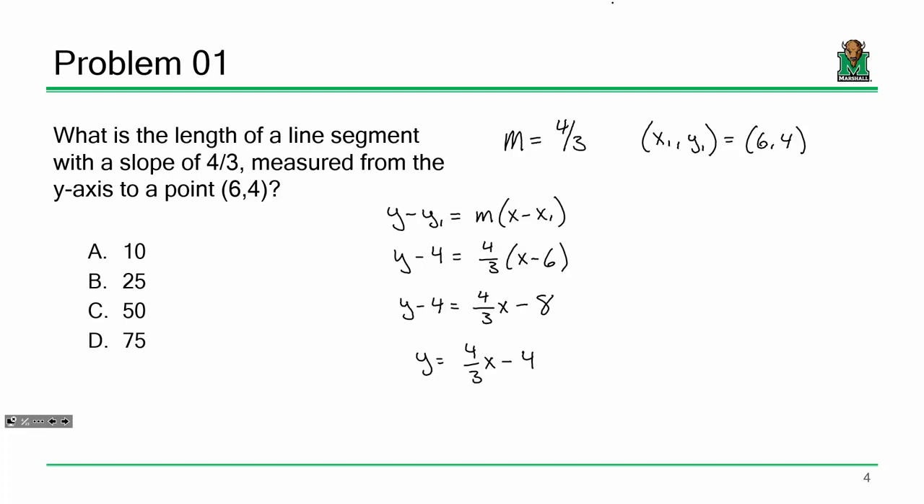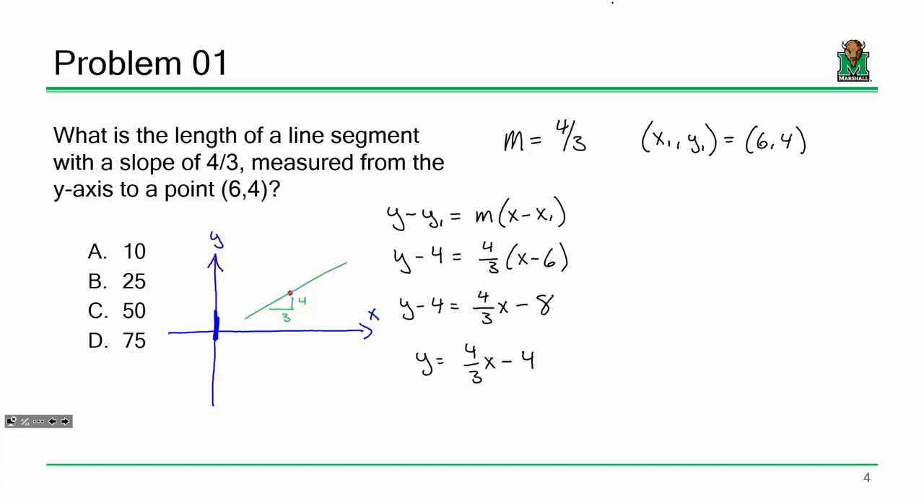Now, let me ask you this. So here's the x-axis, here's the y-axis, and we've got this point (6, 4), maybe somewhere about like that. And then we've got some line going through that point at a slope of 4/3, right? And we want to figure out ultimately where that line crosses the y-axis. Is that a fair statement?